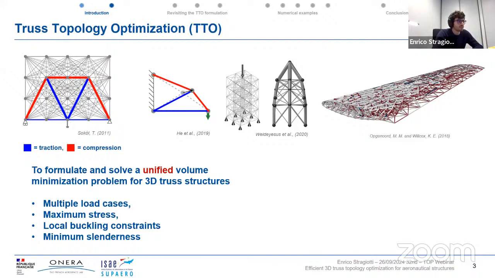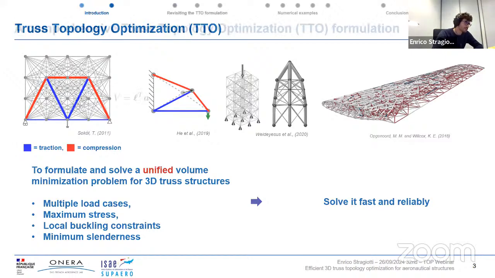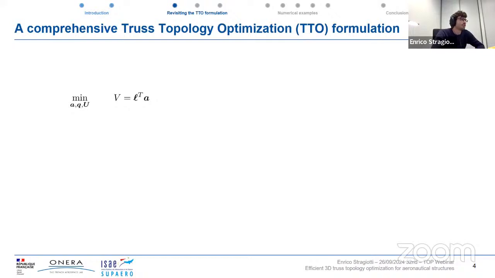And then we also want to take into account multiple load cases, as we will see in the aeronautical domain is very important. An additional constraint that we want to add is that we want it to be fast and also reliable, so we want to not have a lot of problems with local minima. So let me present you a little bit more the truss topology optimization formulation that we propose.